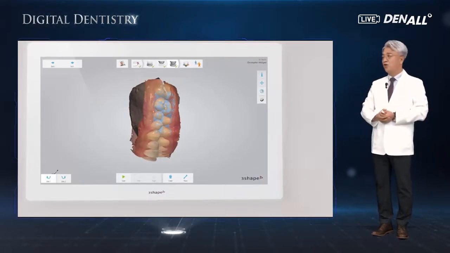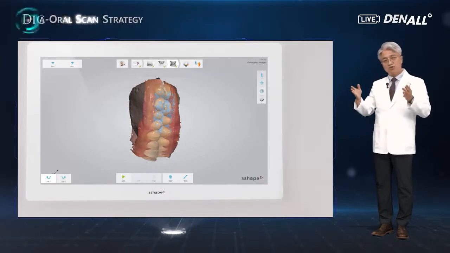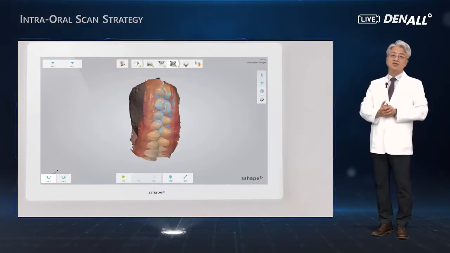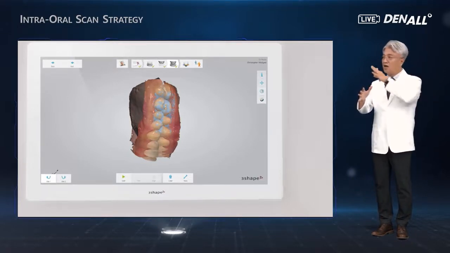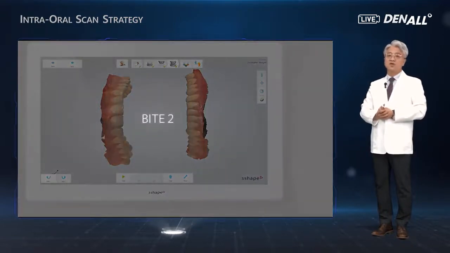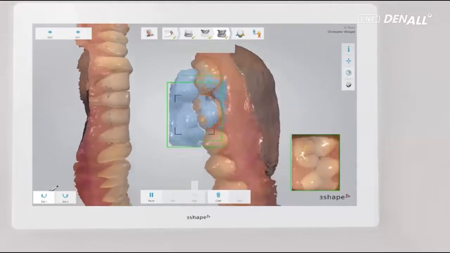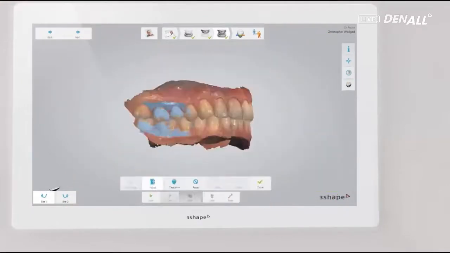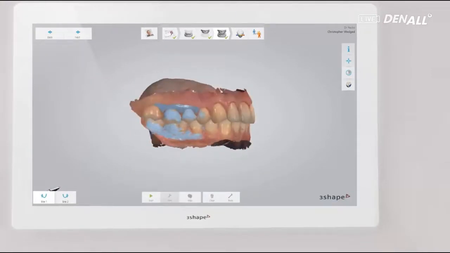Try to avoid scanning movable mucosa. Scan the margin between gingiva and teeth, the scalloped area. The morphological changes can be identified. The existing upper and lower jaw data can be merged to acquire very precise data. On the other side, the scanned data is acquired like this. More precise scan data is acquired.